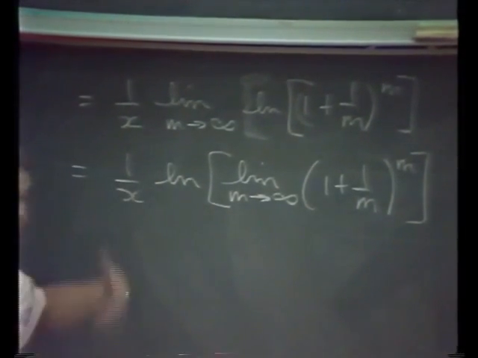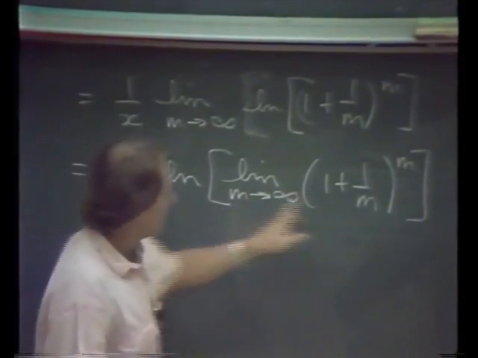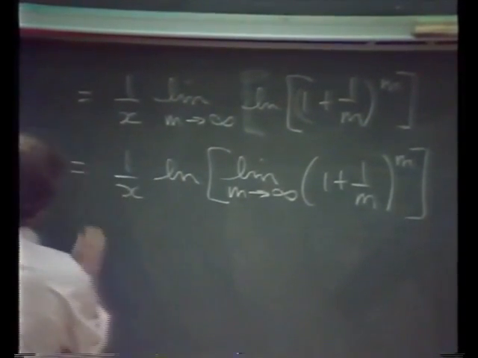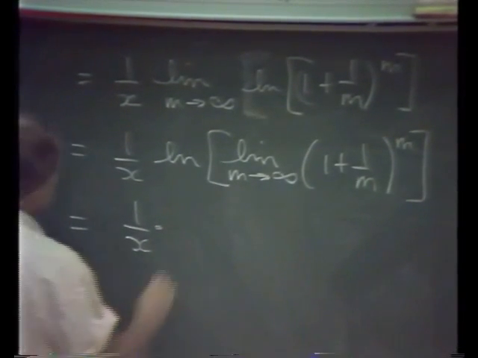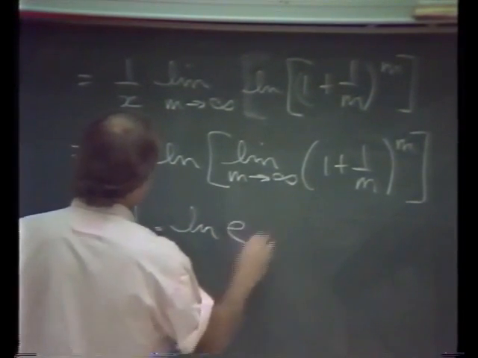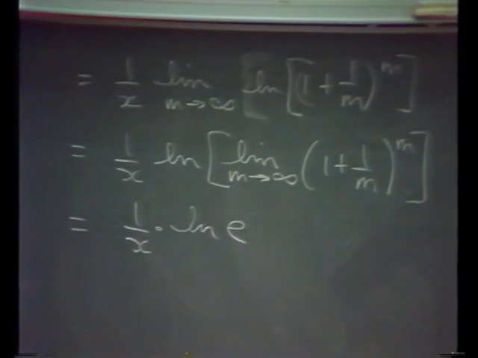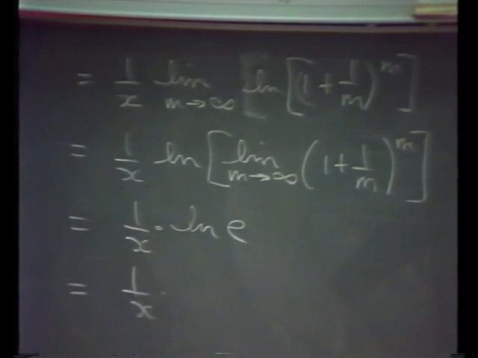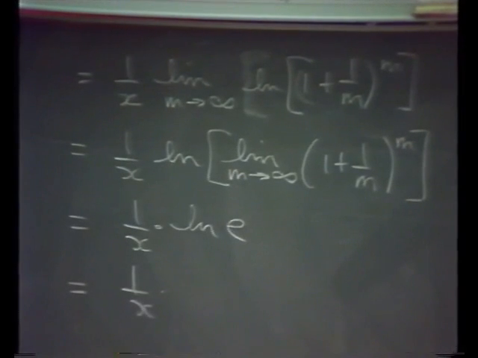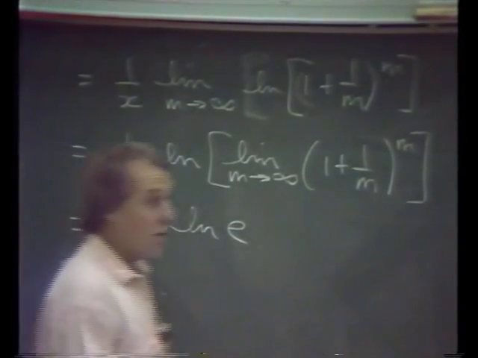This is why natural logs in mathematics are so useful, because this number keeps on coming up. So that will have a limit. This will be 1 over x times the natural log of the number e. And what is the natural log of e? It's log to base e of e, which is 1. So we have found from first principles the derivative of ln of x is 1 over x.